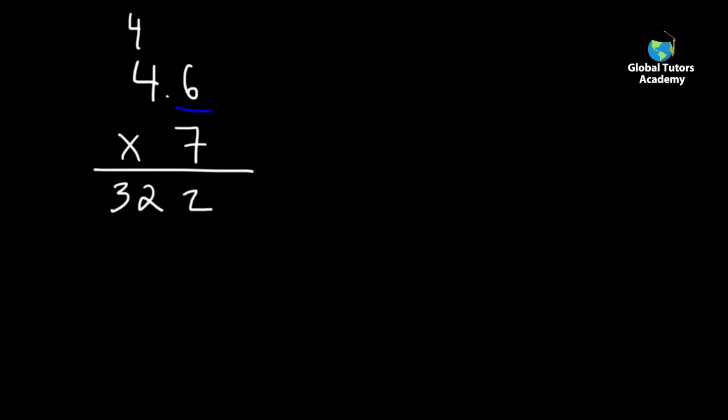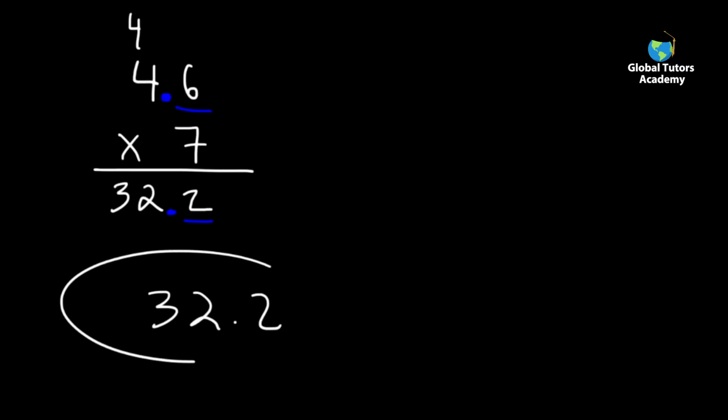Now notice that we have one number to the right of a decimal point. So therefore, in our answer we should have only one number to the right of a decimal point. So the answer is 32.2. Now let's try another example.